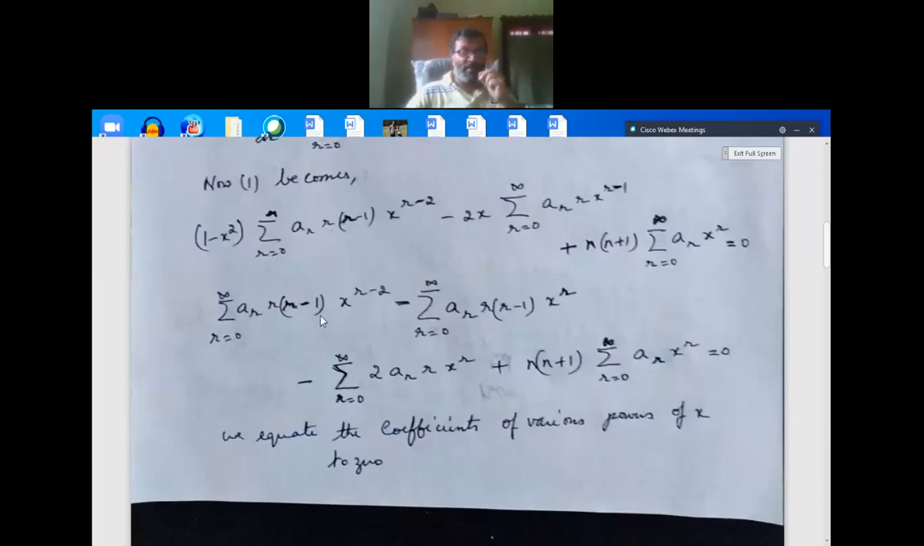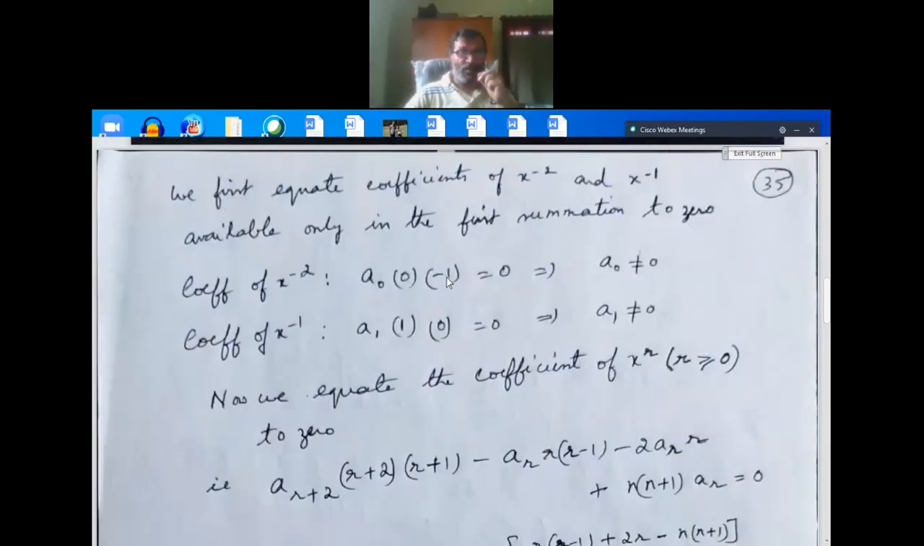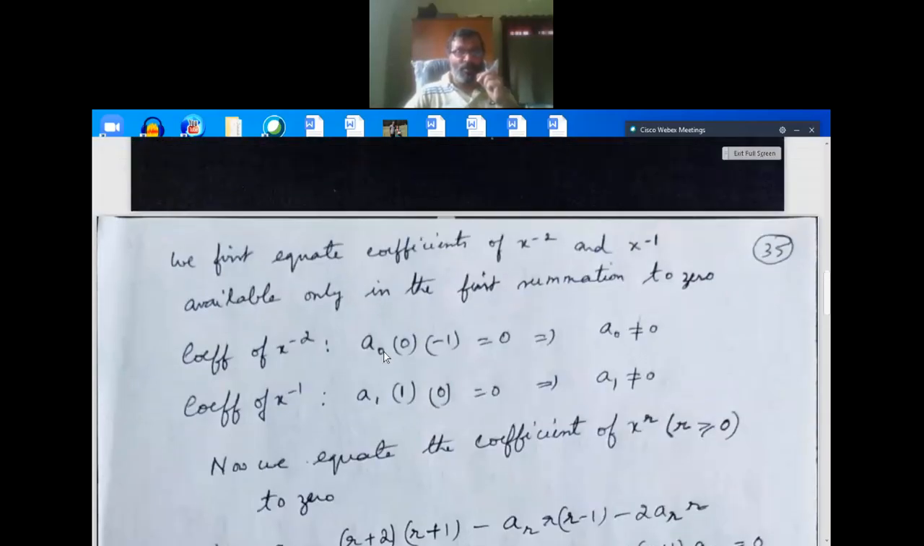Lowest means here when r is 0, it is x power minus 2. Put r equals 0, you get a naught into 0 into minus 1. The right hand side is always 0. So here clearly we can make out, even if a naught is not equal to 0, the equation is satisfied. So a naught is not equal to 0.